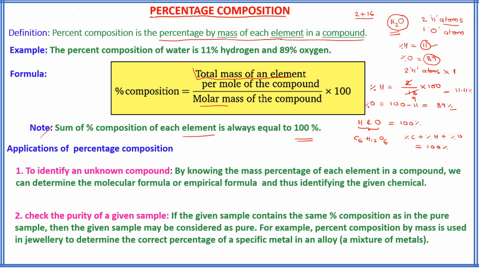Next, application of percentage composition. By knowing the mass percentage of each element of a given compound, we can easily determine the molecular formula. By knowing the percentage composition of that compound, we can easily calculate empirical formula and molecular formula. Already you know, this is a molecular formula. H2O is a molecular formula. CO2 is a molecular formula. C6H12O6 is a molecular formula.